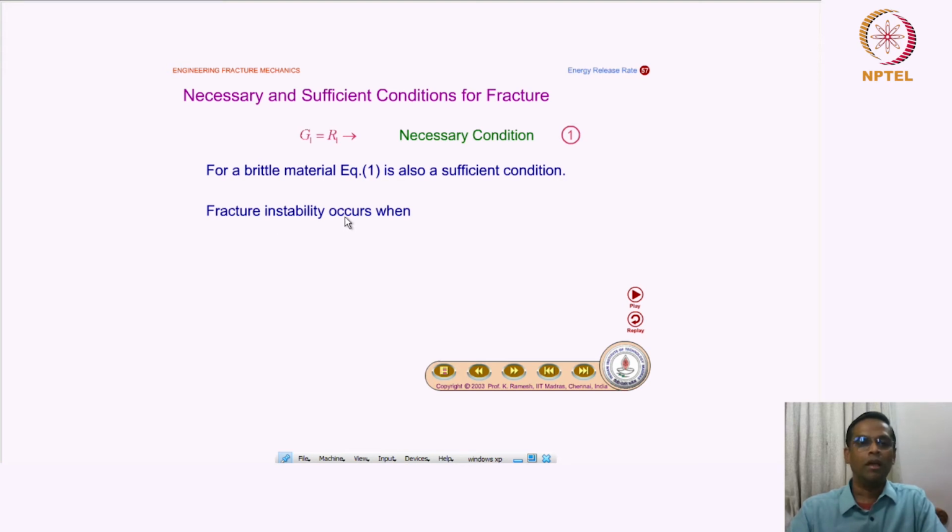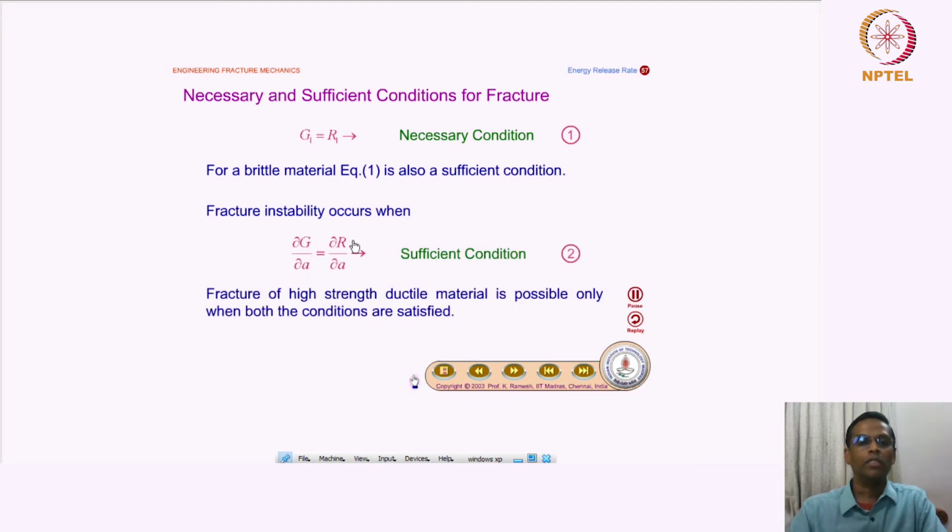Instability occurs when dou G by dou A is equal to dou R by dou A. This is called the sufficient condition. It is not just G1 equal to R1; their derivatives also should be equal. Only then does fracture instability occur. Fracture of a high strength ductile material is possible only when both conditions are satisfied. So this is a very, very important concept.